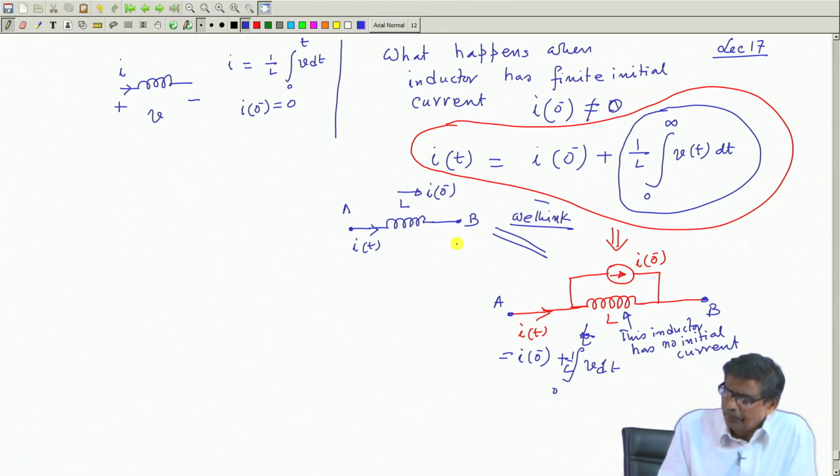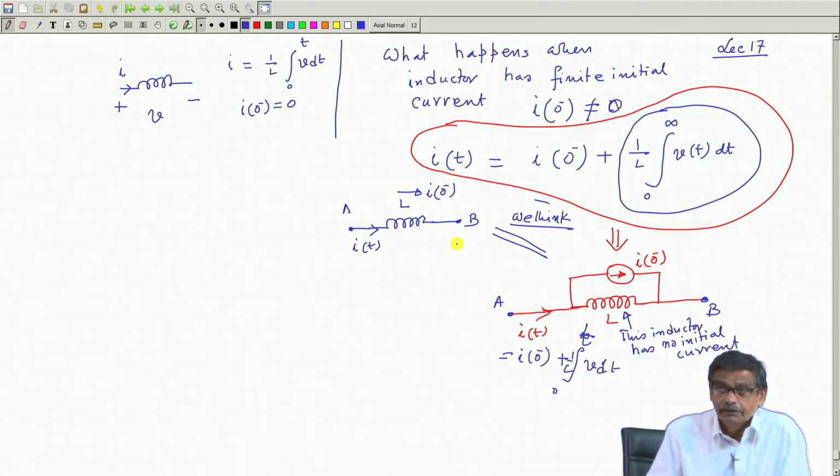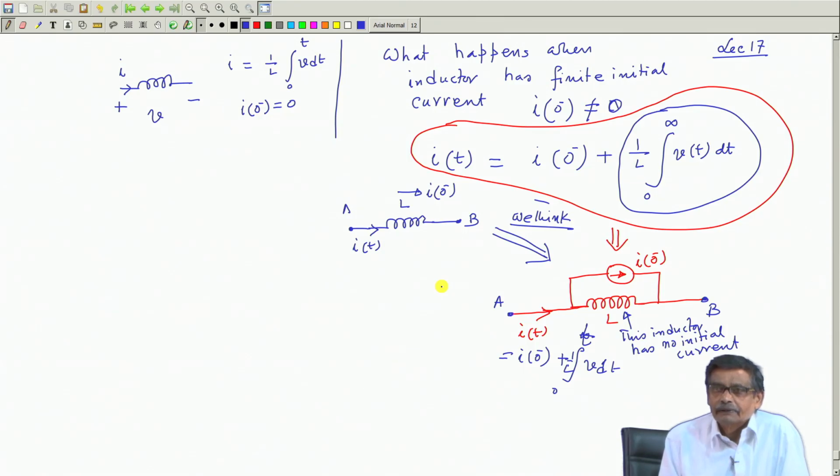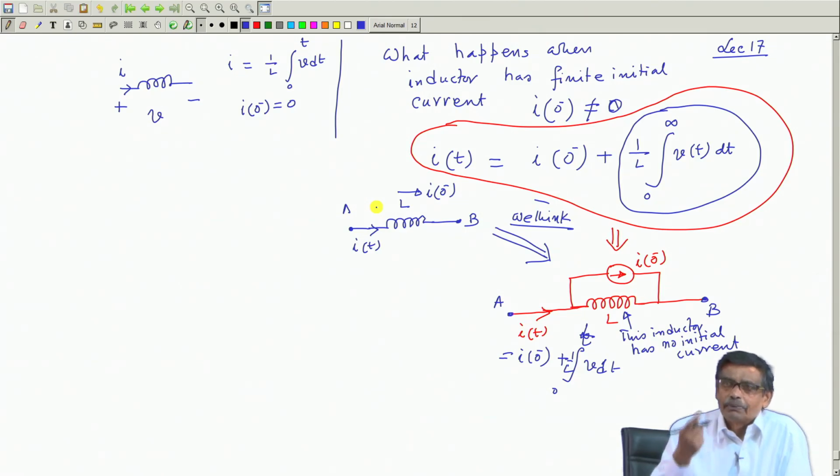Now, why do people do like that? People use this concept, replacing a charged inductor in this fashion, simply because an inductor, if you treat it with I 0 minus shown in the circuit, this L is not a linear element, and you will struggle while applying the superposition theorem. In fact, you will not be able to apply the superposition theorem.